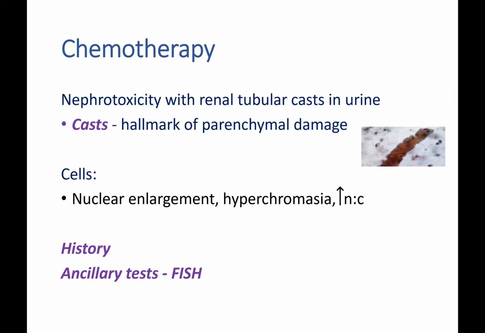I have to admit I've rarely seen chemotherapy effects in a urine, but the nephrotoxicity is characterised by the presence of casts. The cells can be quite tricky with nuclear enlargement. It can be hyperchromatic with an increased nuclear to cytoplasmic ratio. A history would be helpful in avoiding any overcall, and ancillary testing may be required.